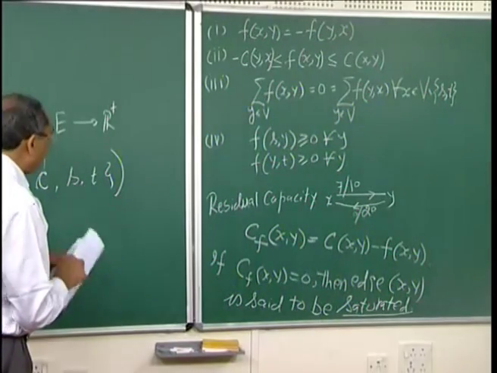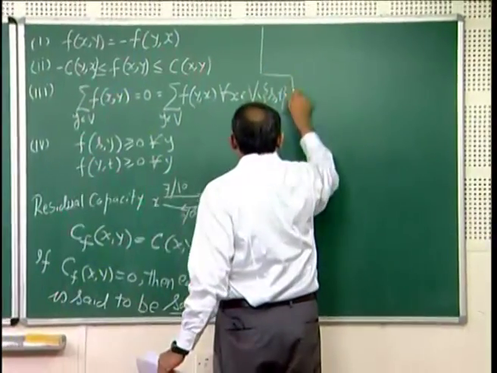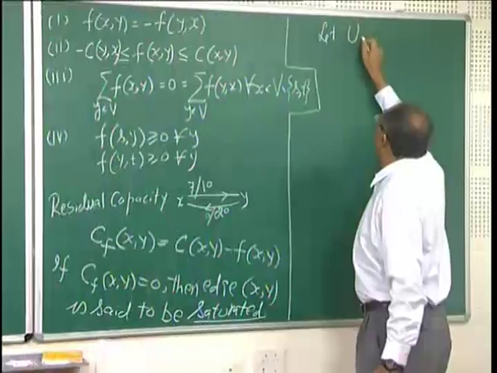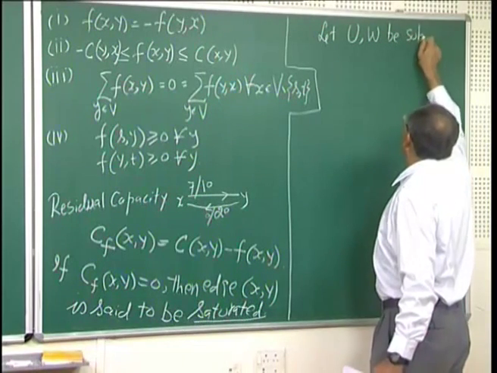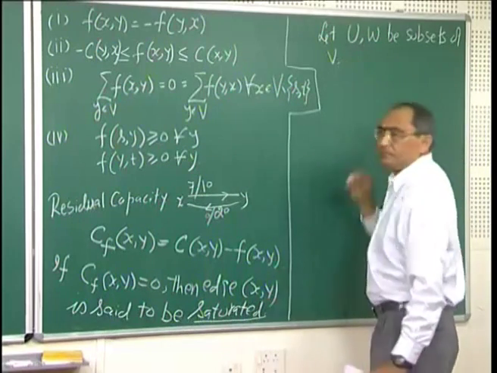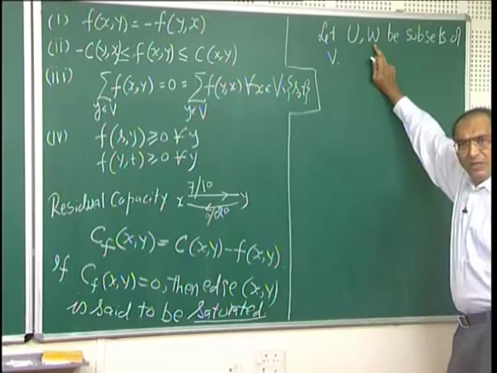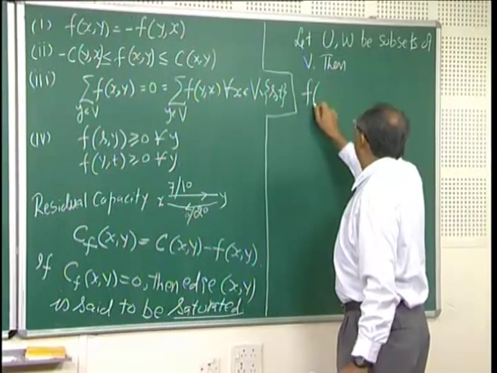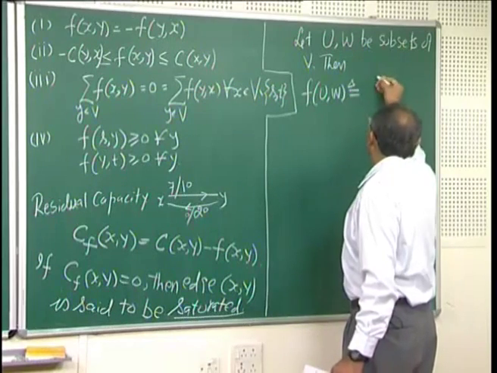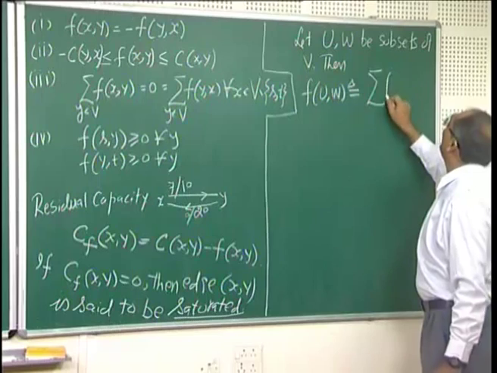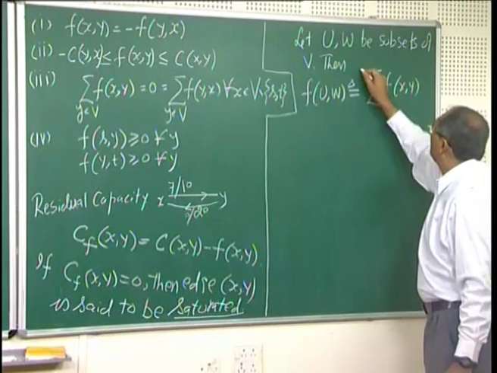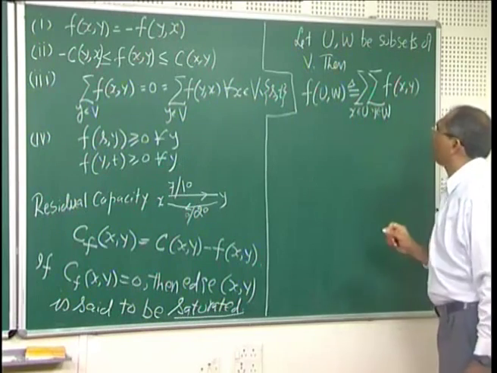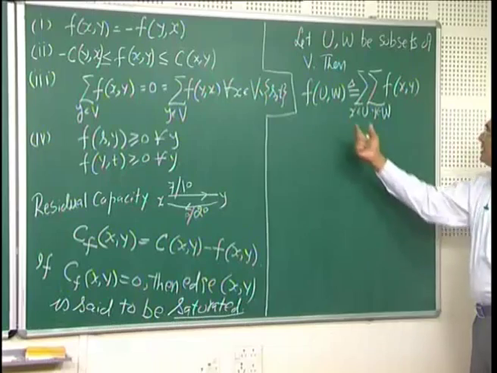Now, one notation which comes in handy, I want to define. So, let U and W be subsets of the vertex set V, and indeed U and W may overlap, they are not necessarily disjoint. Then f(U, W) denotes the sum total of the flow f(x, y), where x belongs to U and y belongs to W. So, this is just a compact notation for this sum.